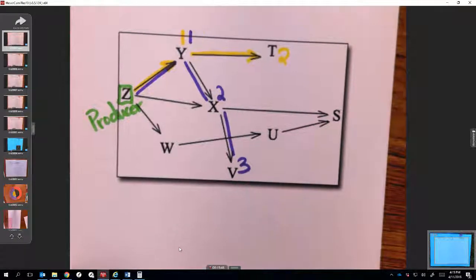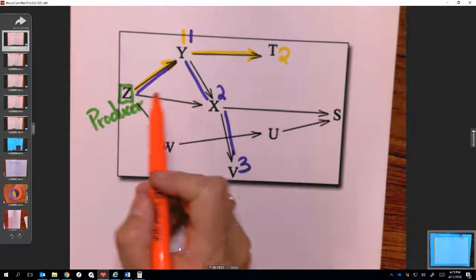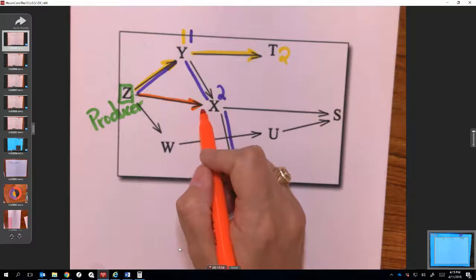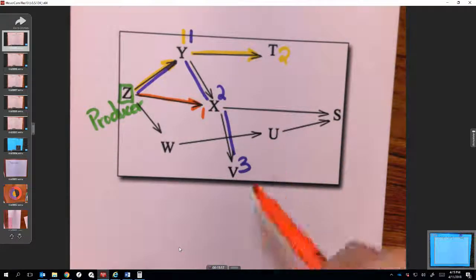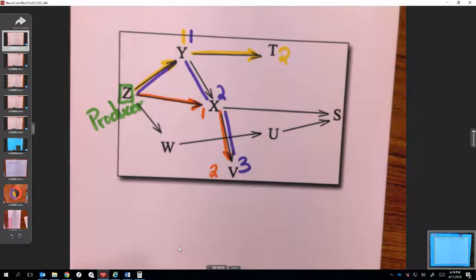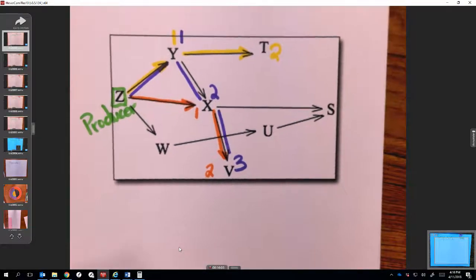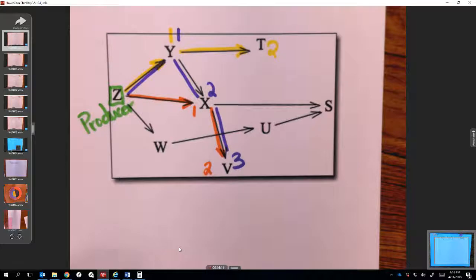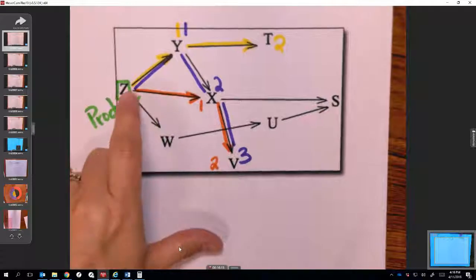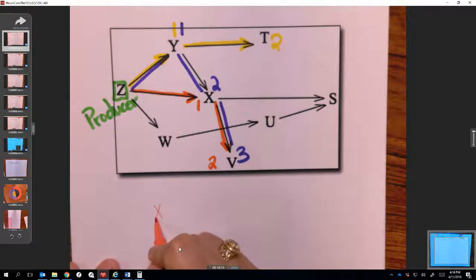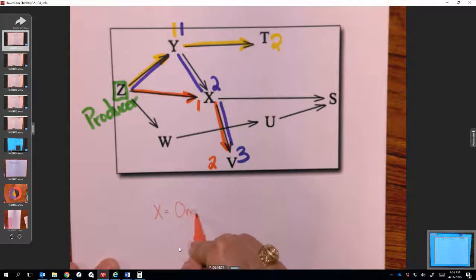Now here's where it gets a little funny, because if I go from Z to X, X is now my primary. And then I can go to V in this food chain, and V becomes my secondary. So both X and V can be either one type of consumer or another type of consumer. And something else that's interesting is that X eats both a producer and a consumer. So X is called an omnivore because it eats both plant and animal matter.